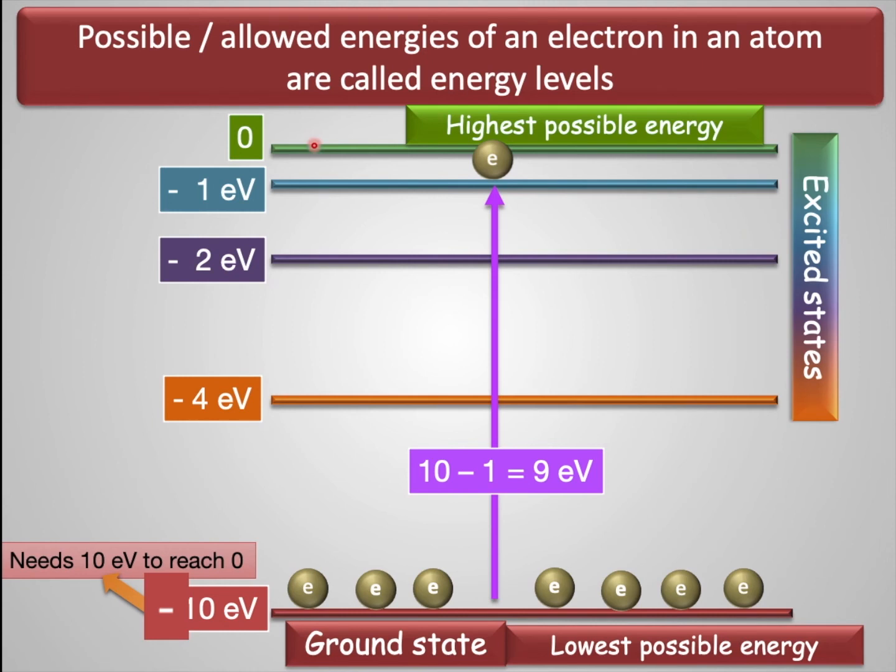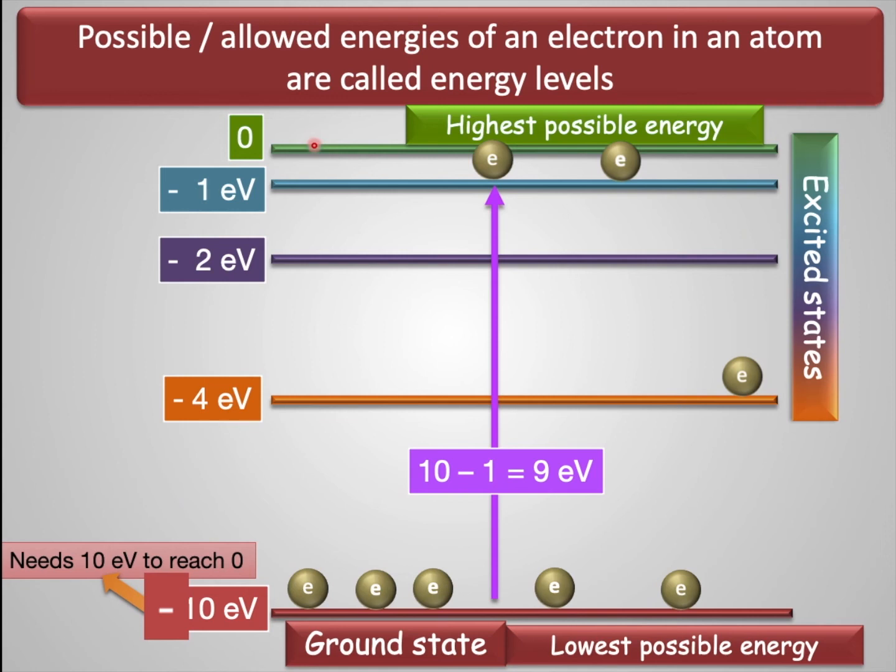For example, if this particular electron wants to jump to -1 eV level, it should absorb a photon of exactly 9 electron volt energy. So a 9 electron volt energy photon can make them jump to -1 eV. For example, if they receive a 6 eV photon, where should they go? -10 to -4, because the difference is exactly 6.